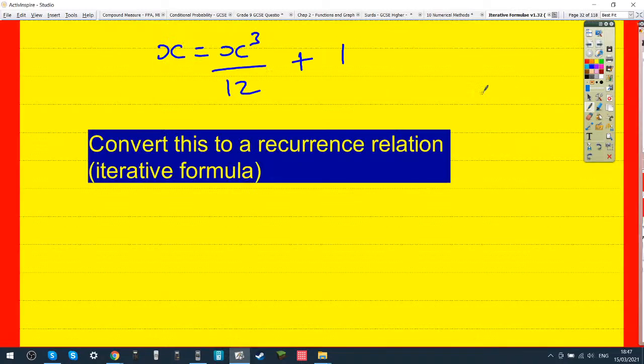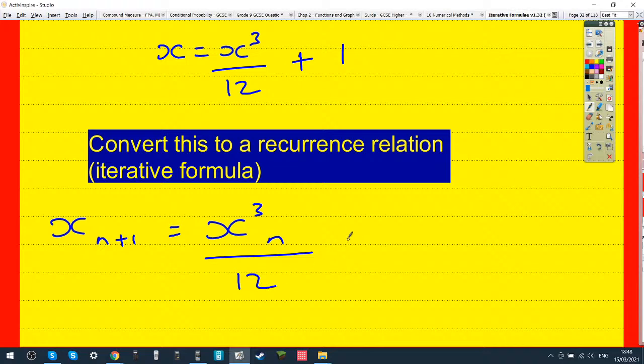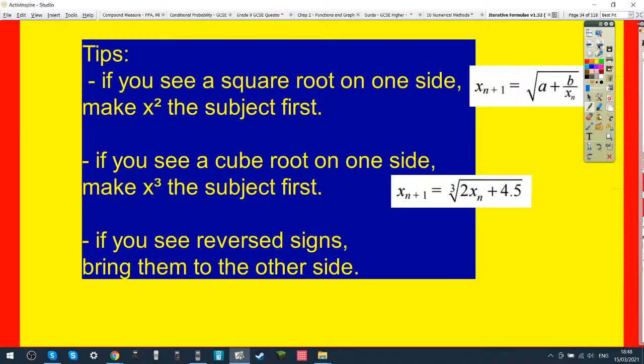Okay, convert this to a recurrence relation. We've already made it x equals, so what do you do at the end? Is that just me doing n plus 1 and stuff? Yeah, so what becomes n plus 1? So x becomes n plus 1, and the x cubed becomes xn. The one that's by itself is xn plus 1. All the other x's on the other side become xn. It'll make more sense in a second.